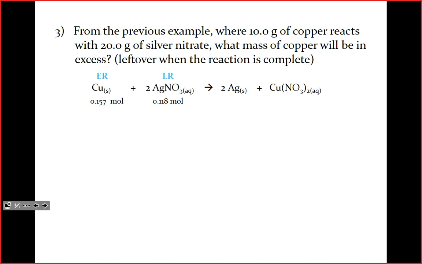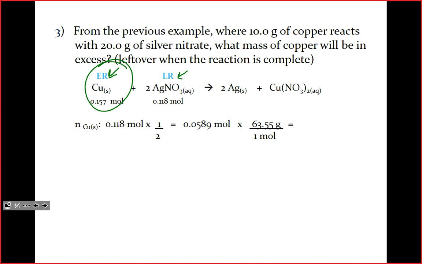So now it's asking, from the previous example, where 10 grams of copper reacts with 20 grams of silver nitrate, what mass of copper will be in excess? What is the amount that's left over? Well, we've already established that silver nitrate is your limiting and copper is your excess. We want to know how much extra in excess copper has.